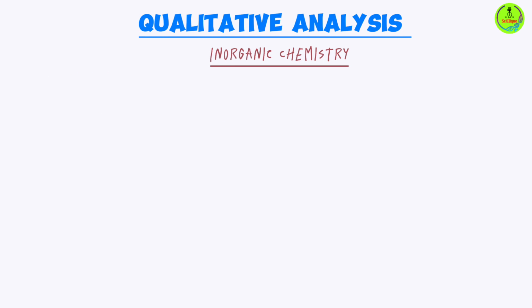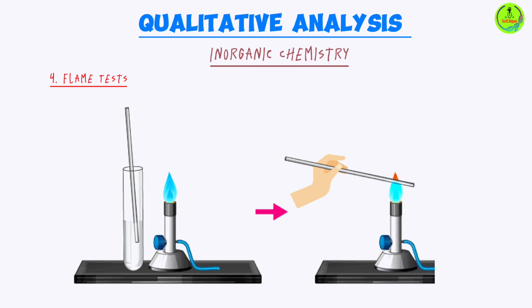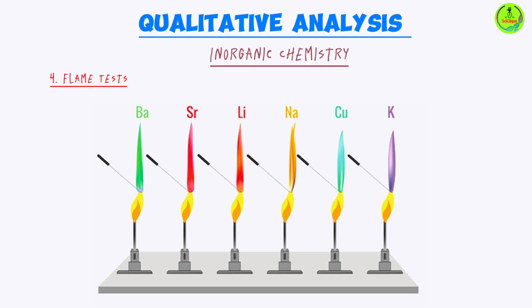Now, our last one, flame tests. Flame tests are carried out when solutions of metals are exposed to a flame. So what happens is that they give off a characteristic flame color. This color can be used to identify the metals present.